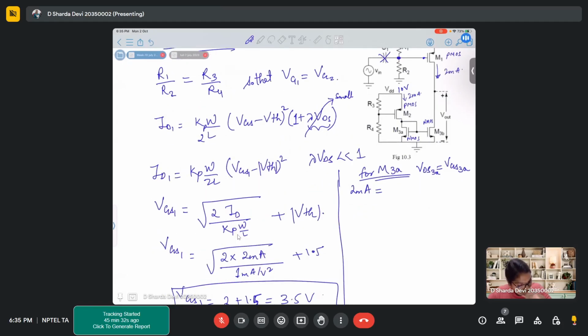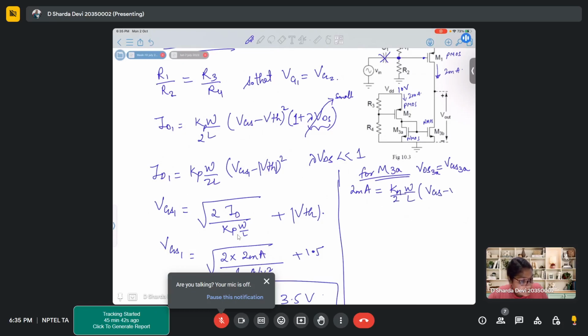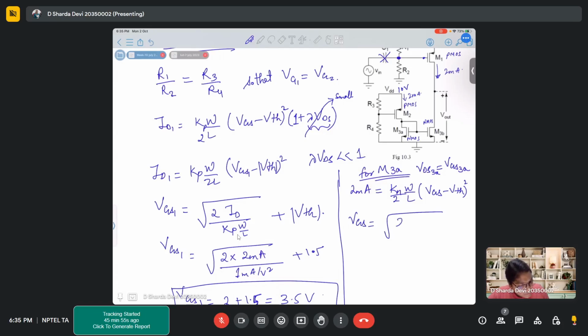So again, 2 milliamperes will be Kn by 2 into W by L into (VGS minus VTH) whole square. Considering that lambda is very small, we are ignoring that. So VGS will again come out to be 2 into 2 by 0.25, here it is 0.25, plus 1.5 volts.